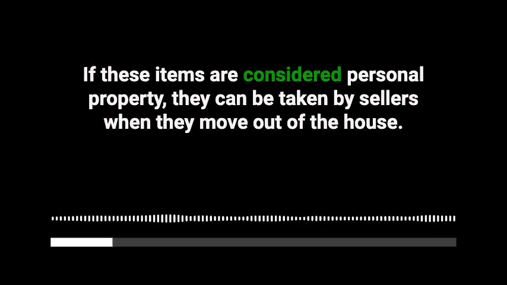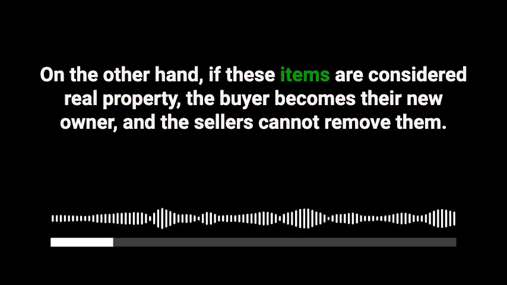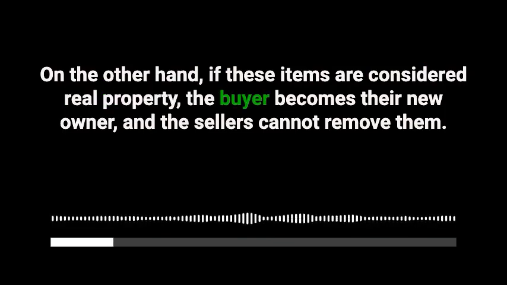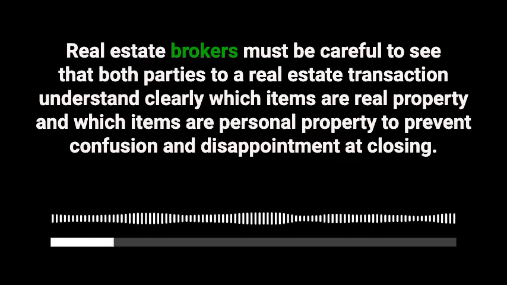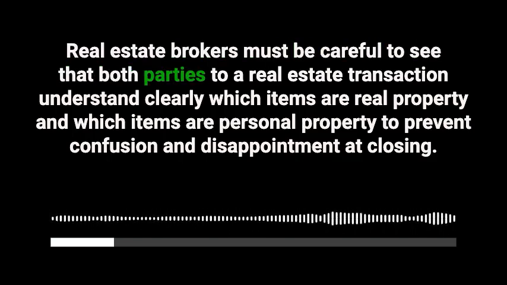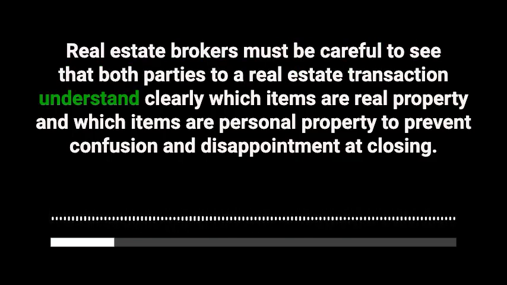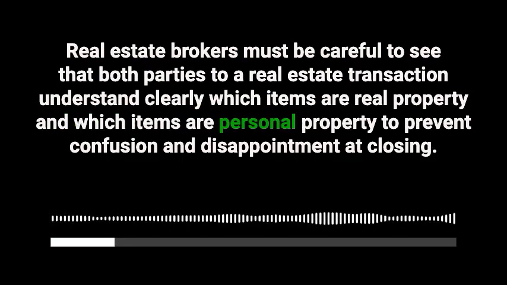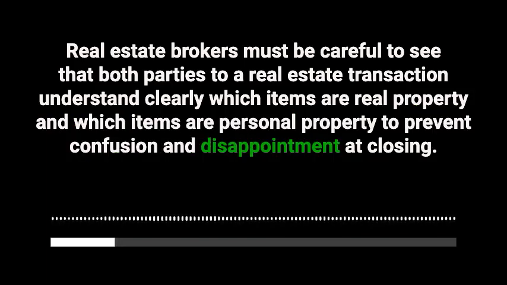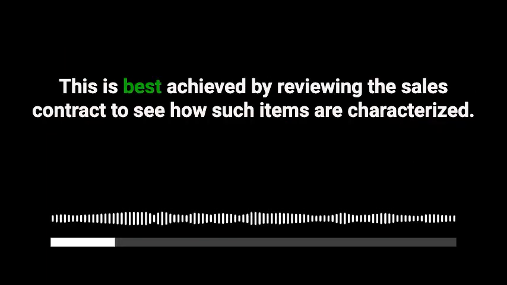If these items are considered personal property, they can be taken by sellers when they move out of the house. On the other hand, if these items are considered real property, the buyer becomes their new owner and the sellers cannot remove them. Real estate brokers must be careful to see that both parties to a real estate transaction understand clearly which items are real property and which items are personal property to prevent confusion and disappointment at closing. This is best achieved by reviewing the sales contract to see how such items are characterized.